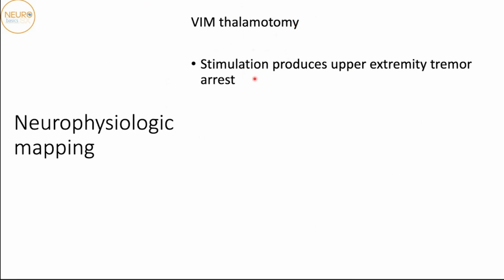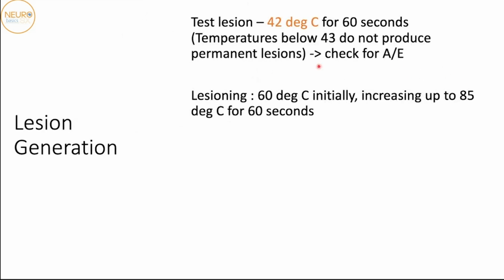And when we stimulate there, it produces an upper extremity tremor arrest. So we're able to identify that we are in the VIM thalamus and not elsewhere. So as we discussed, once we have identified that we are in the target we wish to ablate, we provide a test lesion. This is done at 42 degrees Celsius with the radio frequency ablation probe for 60 seconds.